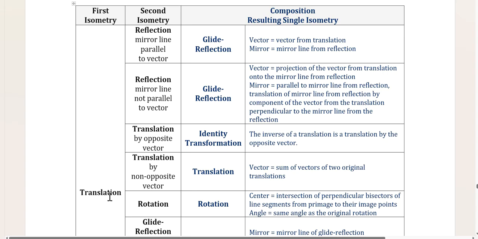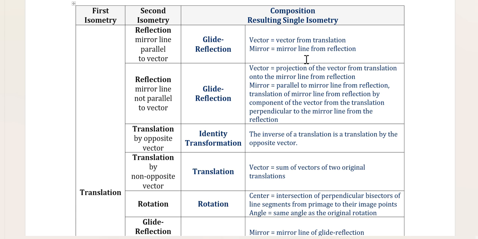So if you start with the translation, and then the second one is a reflection, where the mirror line is parallel to the vector, you get a glide reflection. The vector is the vector from the translation, the mirror is the mirror line from the reflection. If you do a translation followed by a reflection where the mirror line is not parallel to the vector, you get a glide reflection. The vector is the projection of the vector from the translation onto the mirror line from the reflection, and the mirror is parallel to the mirror line from the reflection, translated from the mirror line from the reflection by a component of the vector from the translation perpendicular to the mirror line from the reflection.